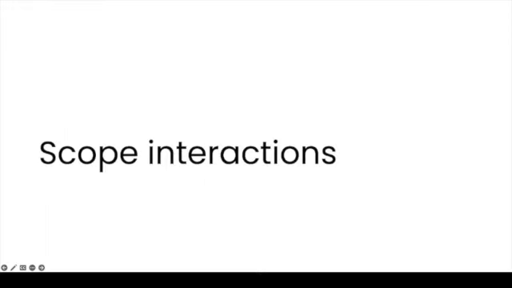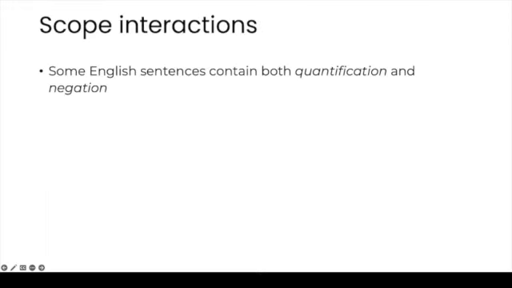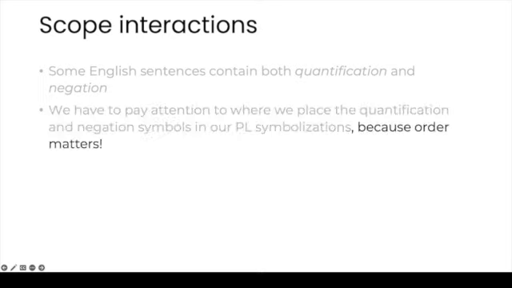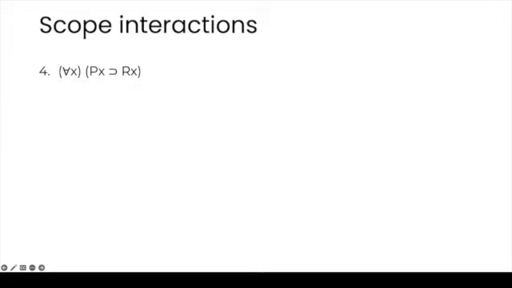Okay, scope interactions. Some English sentences contain both quantification and negation. And here we have to pay attention to where we place the quantification and negation symbols when we're doing PL symbolizations, because order matters. For instance, take our last sentence 4. Every x is such that if it is P, then it is R. Then we could have the negation at the beginning, fronting the whole sentence. Or we could have it here just before the consequent.